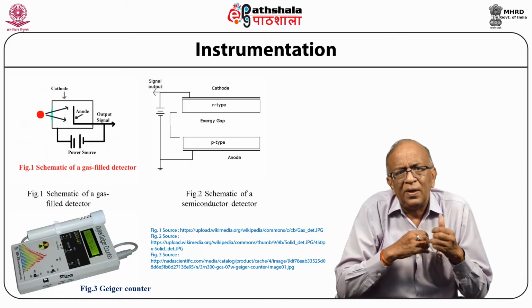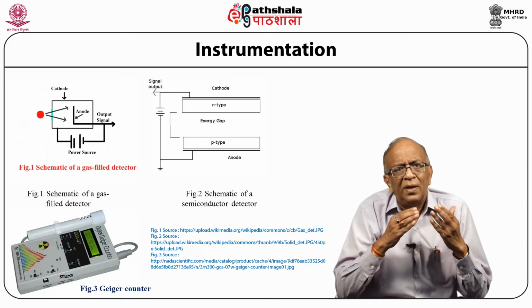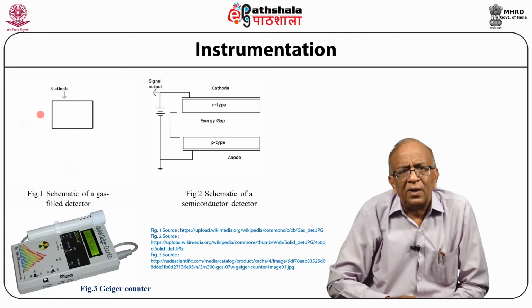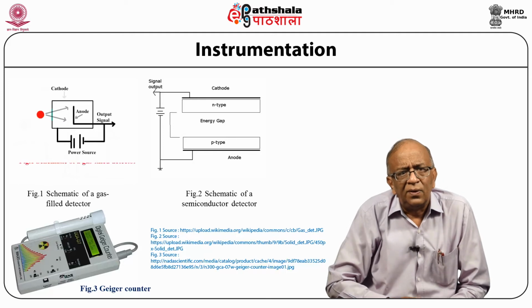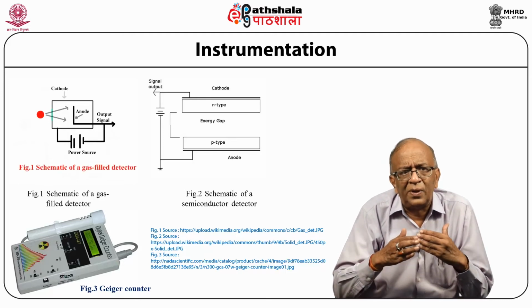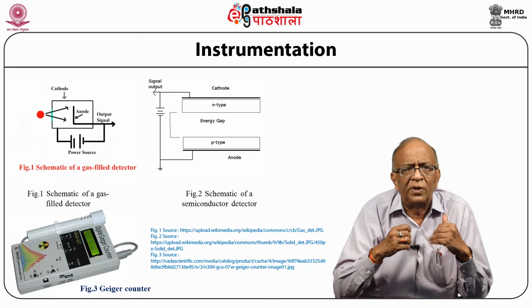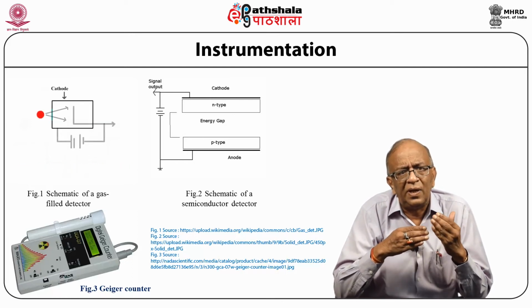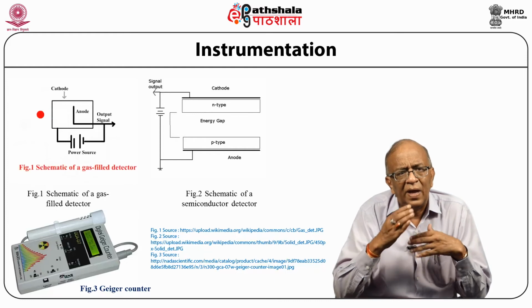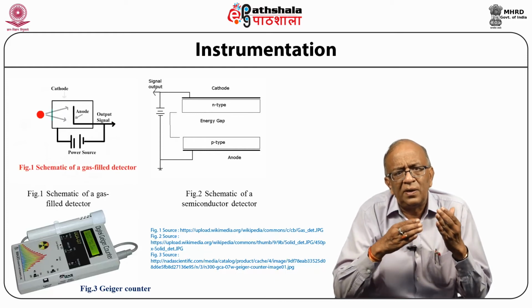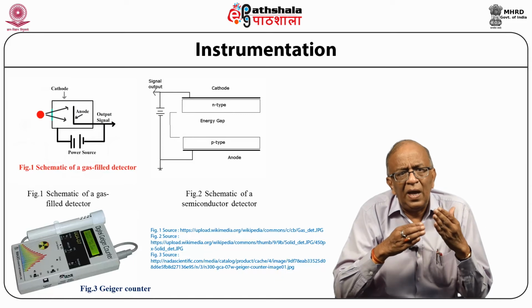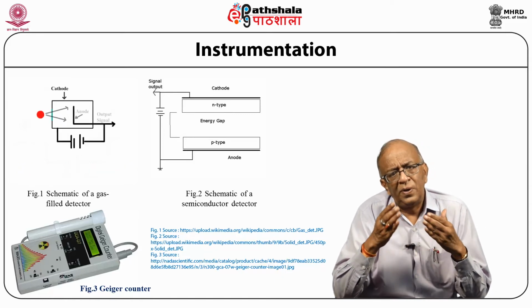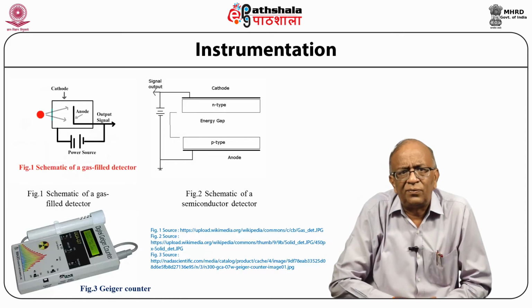Three types of detectors are commonly encountered, which are shown in figure 1. These are gas filled detectors, scintillation counters, and semiconductor detectors, which are shown in figure 2. Gas filled detectors consist of a tube filled with an inert gas such as argon. When radioactive particles enter the tube, they ionize the inert gas, producing argon electron-ion pairs.